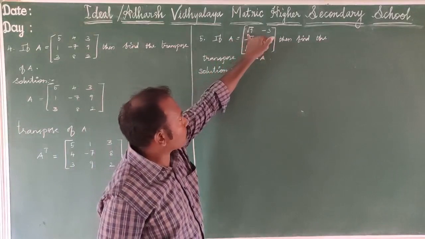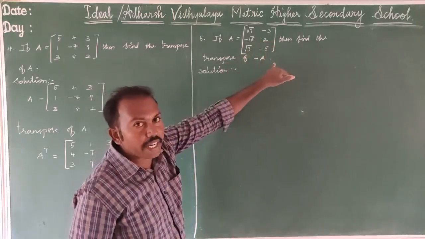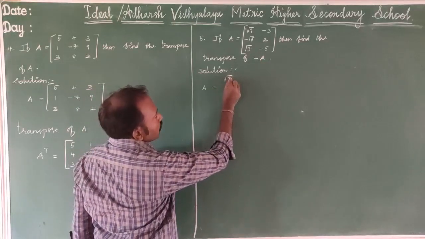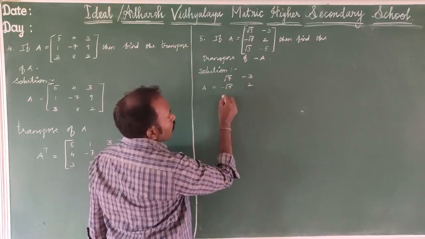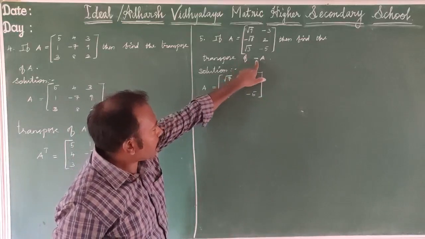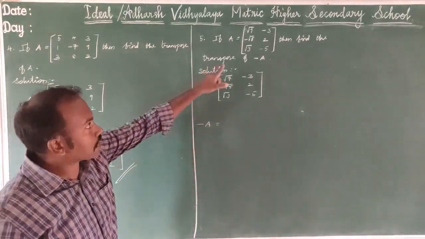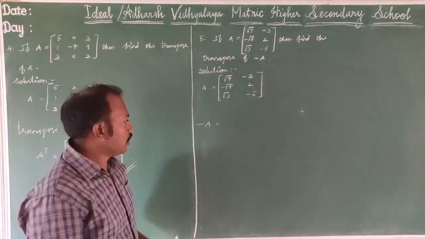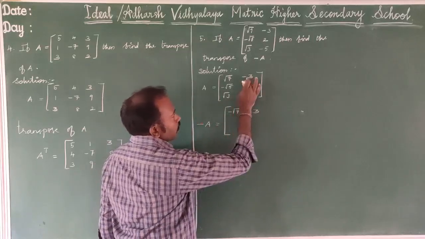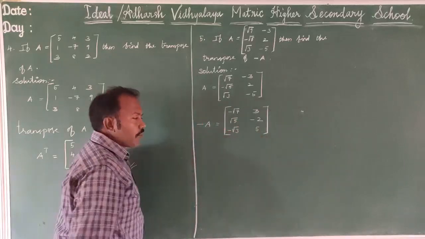Next one, fifth sum. If A is equal to root 7 minus 3 minus root 5 to root 3 minus 5, then find the transpose of minus A. Very important: transpose of minus A, not plus A. Minus A is the additive inverse of A. The first step is to take the additive inverse, and then find the transpose, because they asked for the transpose of minus A. Minus A is minus root 7, and just take the opposite sign: plus 3, plus root 5, minus 2, minus root 3, plus 5. That is minus A.